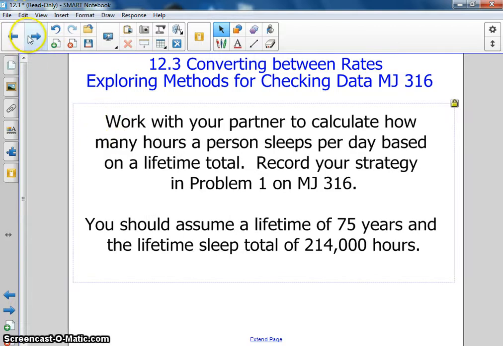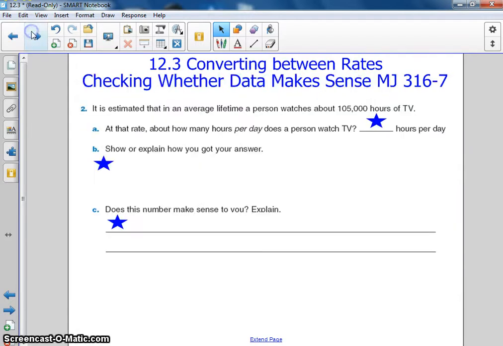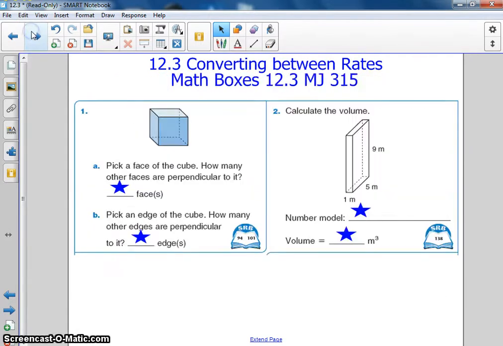Okay, so we're going to work with a partner once we get in here tomorrow to do that. But you're going to have to figure out, does it make sense that if someone lives for an average 75 years, that's how many hours? You're going to have to tell me yes or no. You're going to have to back it up with numbers. Okay, so we're going to do this, but we're going to practice it out here.